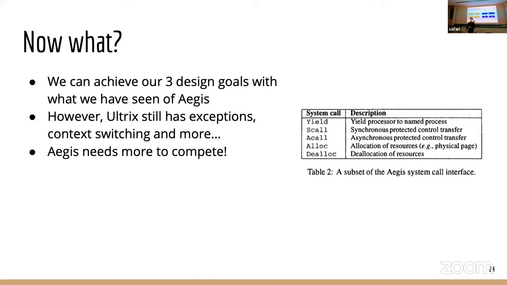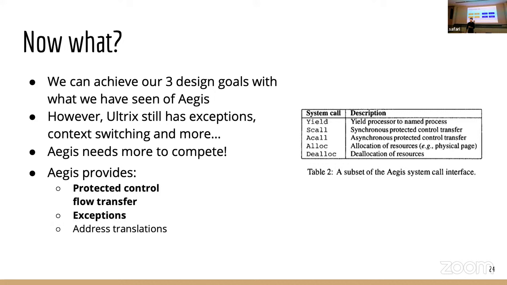This here is a subset of the IGES system call interface. So far, we have seen this alloc and dealloc of the resources. And fortunately for us, IGES does provide what was mentioned above. It provides protected control flow transfer, exceptions, address translations, and much more. And now we will see this S call and A call system calls. So, protected control flow transfers.